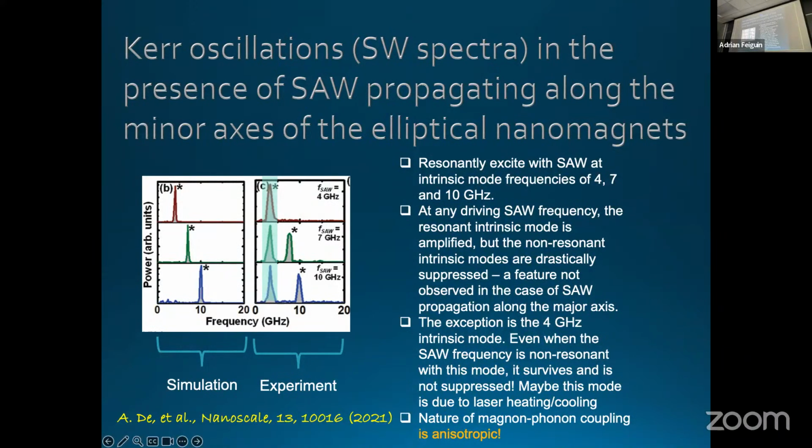For the 4 gigahertz mode, the line width becomes smaller. That is probably true, but we haven't studied it. It means this mode becomes less lossy, which is an interesting observation. Why is it becoming less lossy? I don't know. It looks like with SAW, some kind of damping mechanism was probably killed, but we don't know what that mechanism is.